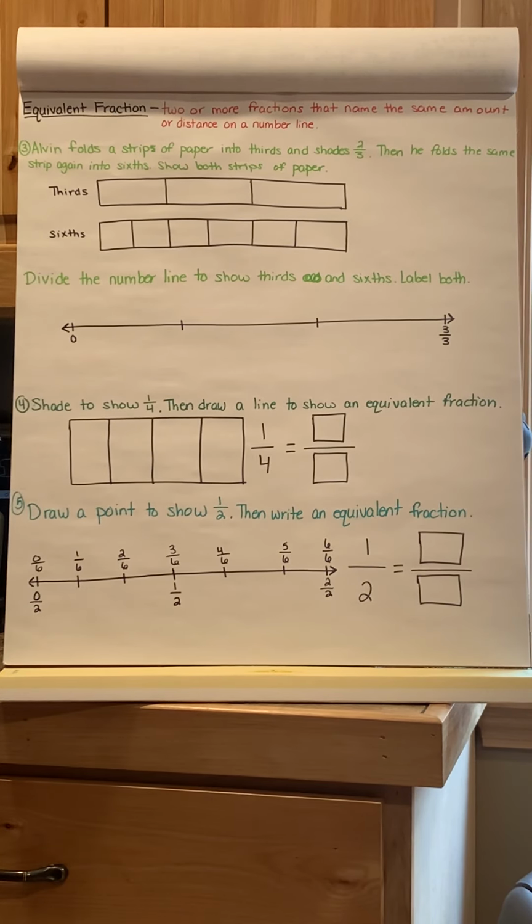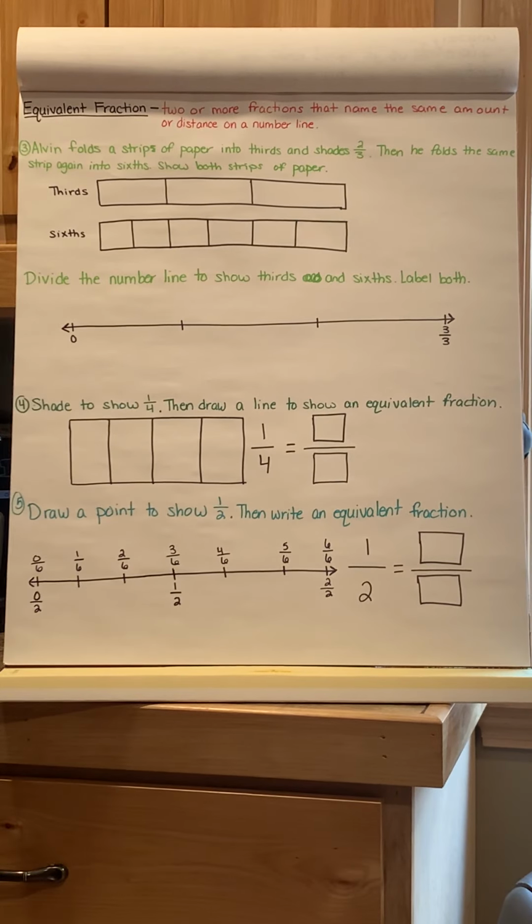Equivalent fractions are two or more fractions that name the same amount or distance on a number line. Now, not just a number line. It can be the fraction strips or the squares or a circle, whatever you use. You just have to remember that equivalent fractions are two or more fractions that have the same amount or distance. That's what equivalent means. It means equal or the same.